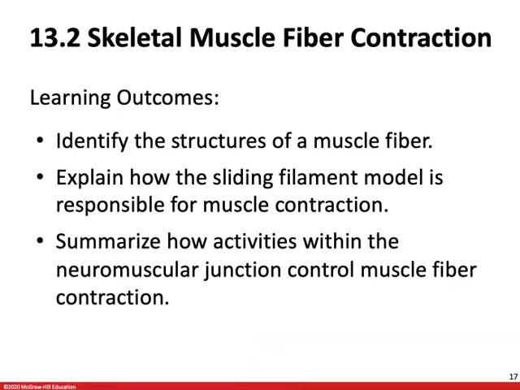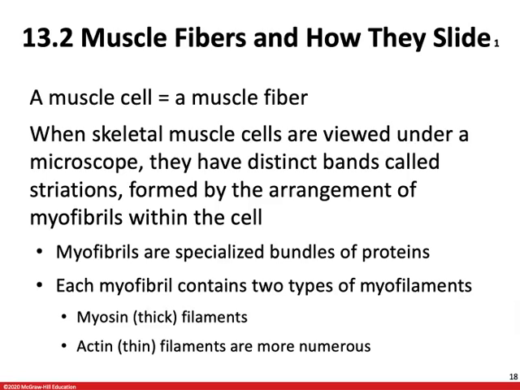All right, in this section, we're going to talk about how those muscle fibers are able to actually contract. So we're going to start off with the shape and the structure of a muscle cell. A muscle cell is also known as a muscle fiber. When skeletal muscles are viewed under a microscope, they have very distinct bands called striations. That's what we mentioned earlier, whether they were striated or unstriated muscles.